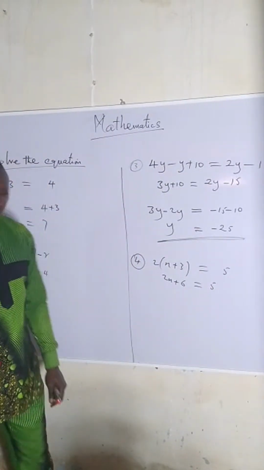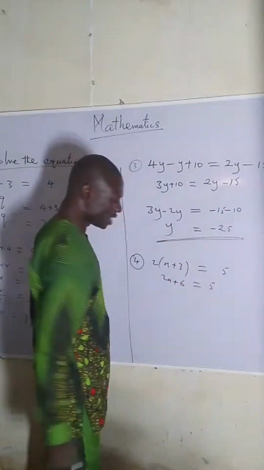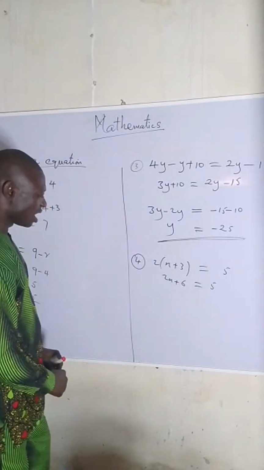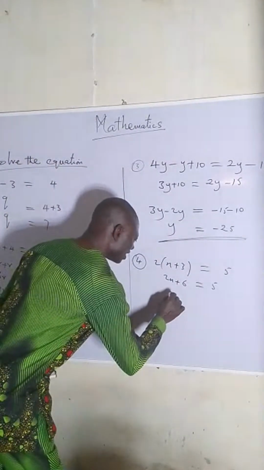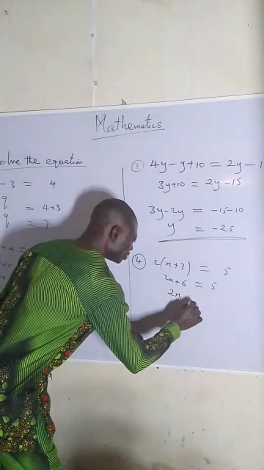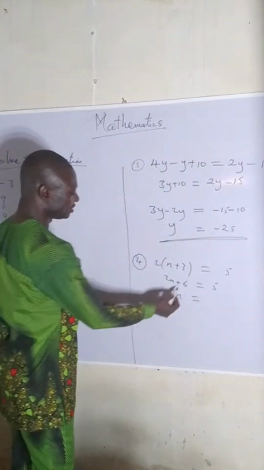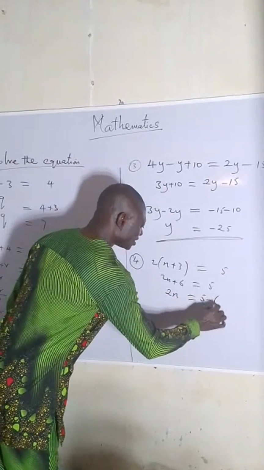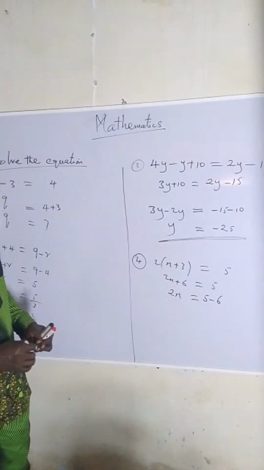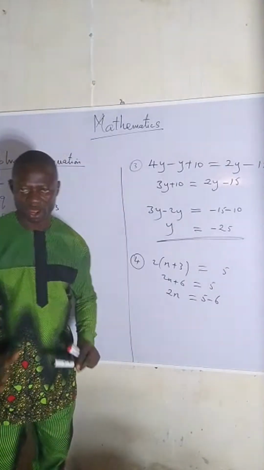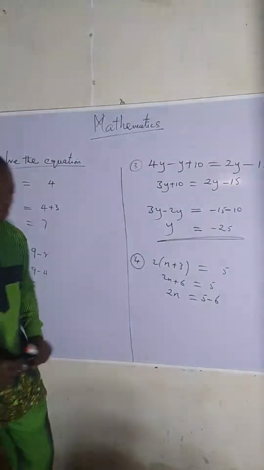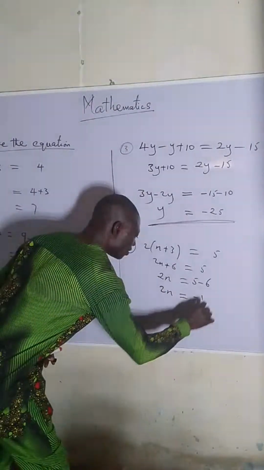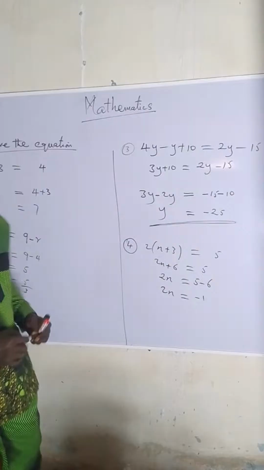What do we do? Take them together. I'm going to bring the 6 here and take it to the other side. And so on the left hand side, we'll have 2n, no problem. It's not going anywhere. Then take 6 to the other side, we'll have 5 minus 6. Obviously, 5 minus 6 will give us minus 1. And so on the left hand side, we're going to have 2n being equal to minus 1. I hope that is clear.